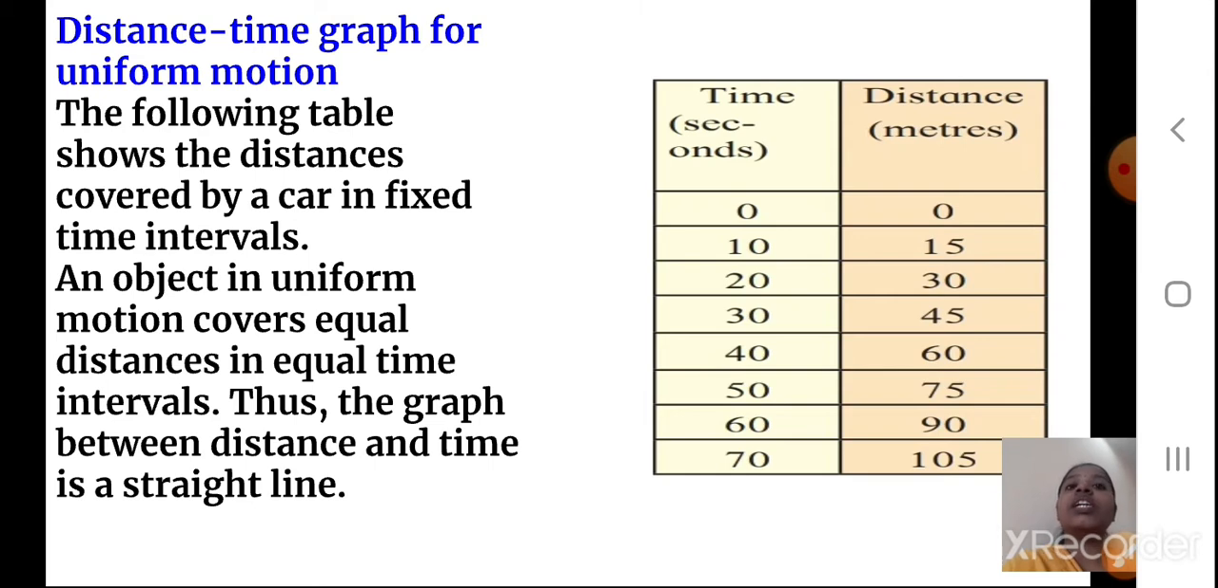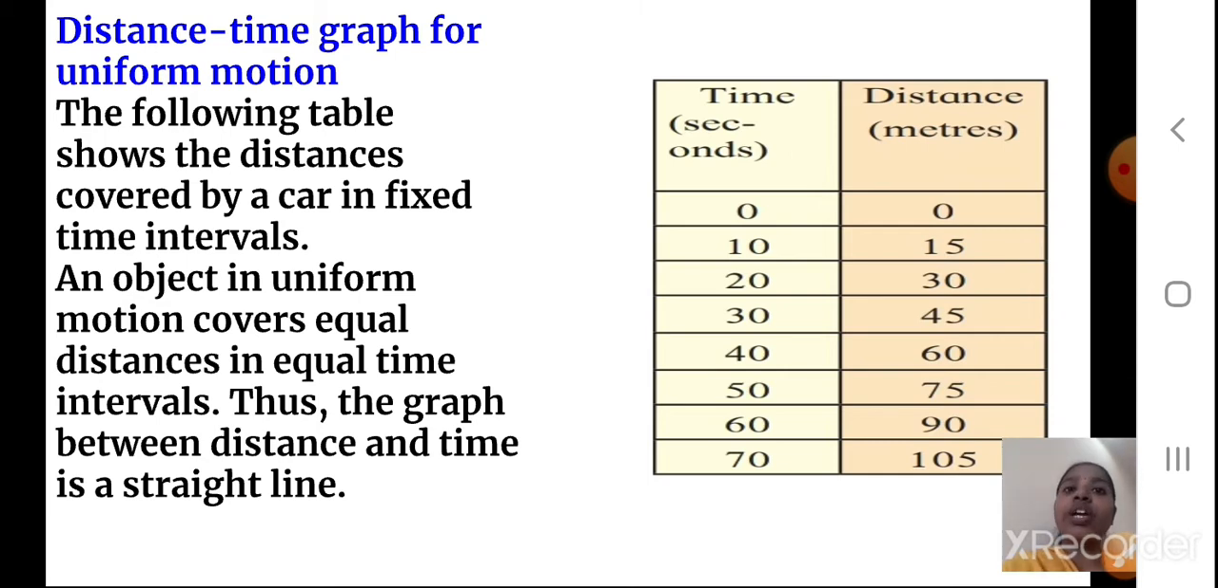The first graph you studied was the distance time graph for uniform motion. Now students, you know, for the uniform motion you are going to get a straight line. I have told you before also that you plot these points in the graph paper and you are going to get a straight line. So I'll just read it out.